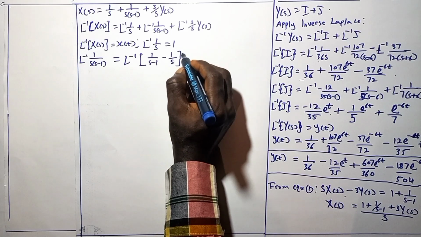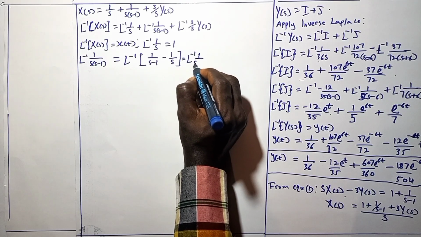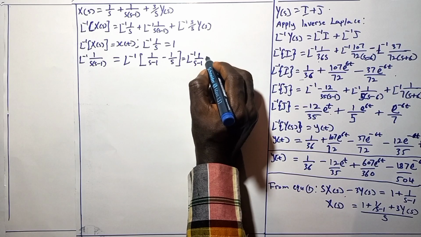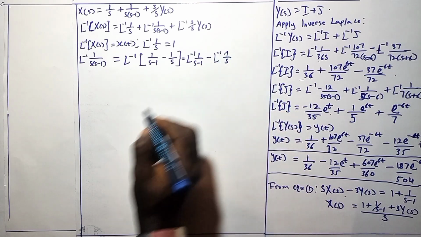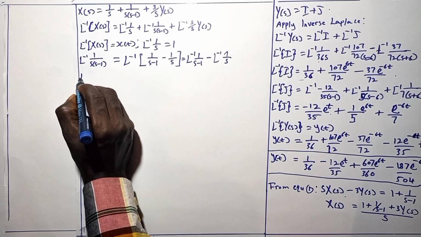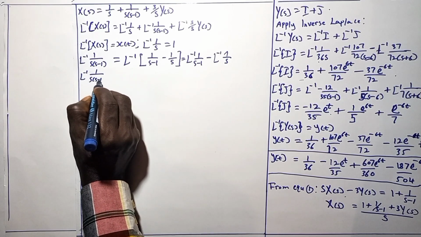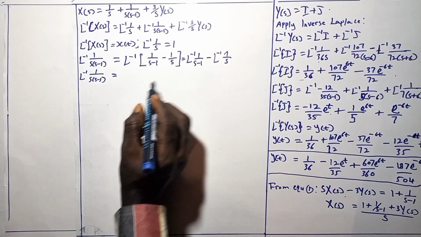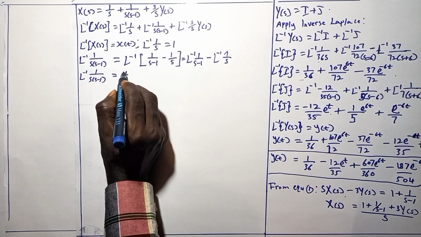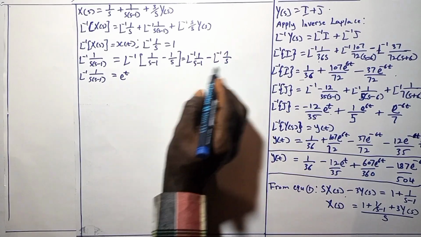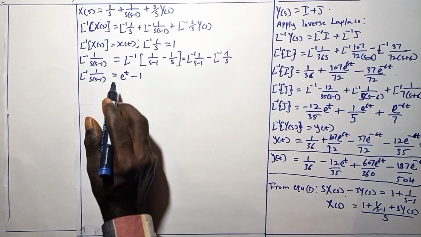So take the inverse Laplace. Now when you take the inverse Laplace of that, we have inverse Laplace of 1 over s minus 1, which will give us exponential t. Then take this 1 over s, which is 1. So let's add it.